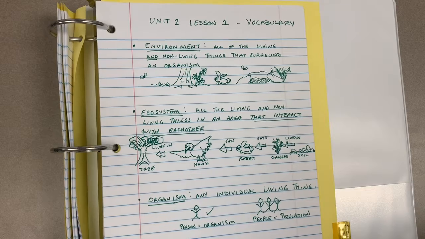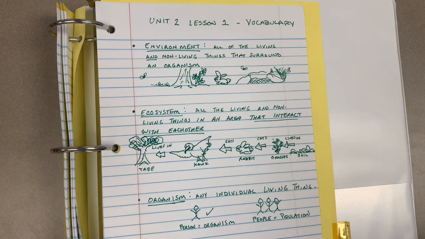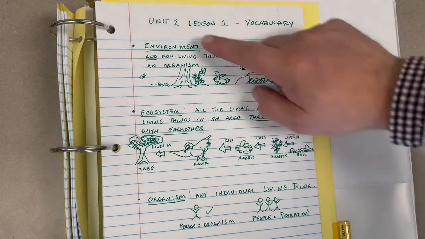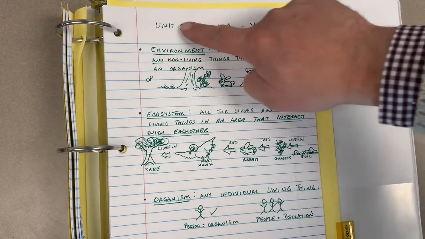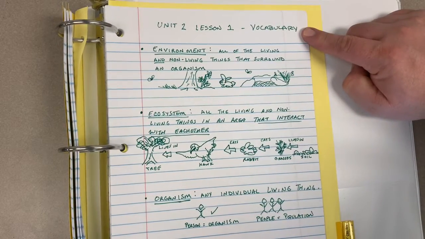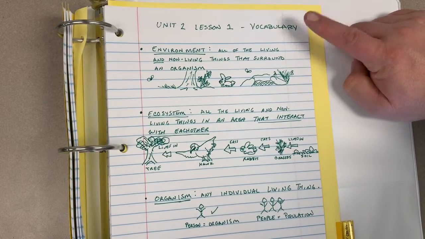If you go to the details section on each vocab word, you will see the definition. So I'm going to talk about the three definitions for your three vocab words for this particular lesson, and I'll show you my thought process as I take notes on these. So we have three words. They are environment, ecosystem, and organism. And this is all going to be my vocab definitions for Unit 2, Lesson 1.